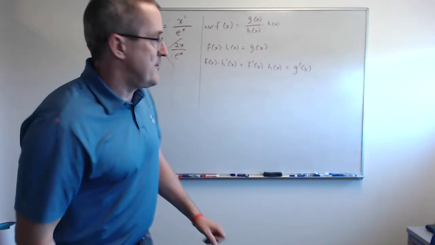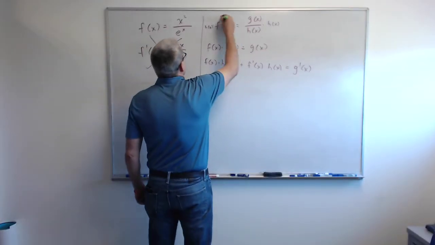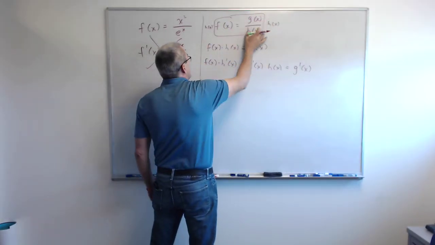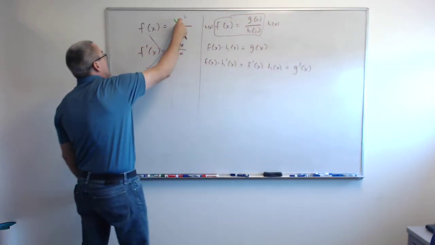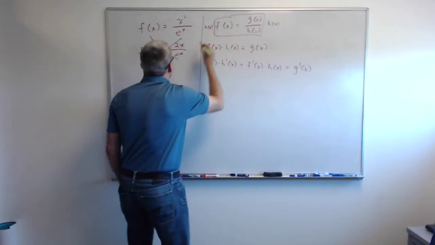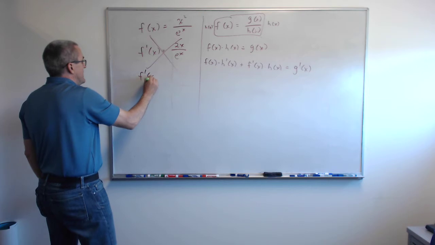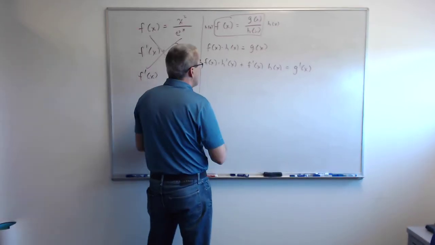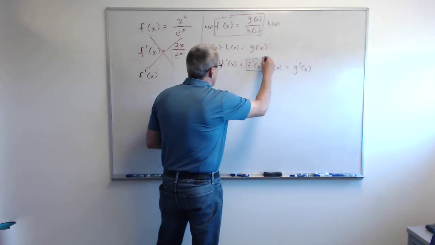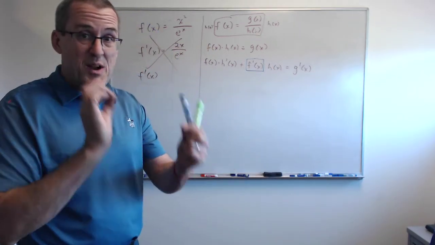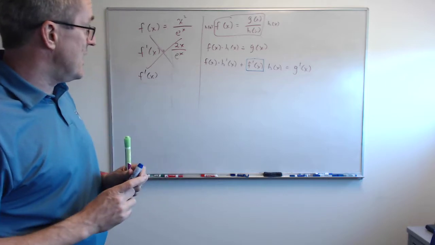Now, track with me here for a minute. Here's the goal. I started with a function that happened to be the quotient of two other functions like this thing here. I want to find the derivative of that function. That is, I ultimately want to find f prime of x. Notice that f prime of x is right there.